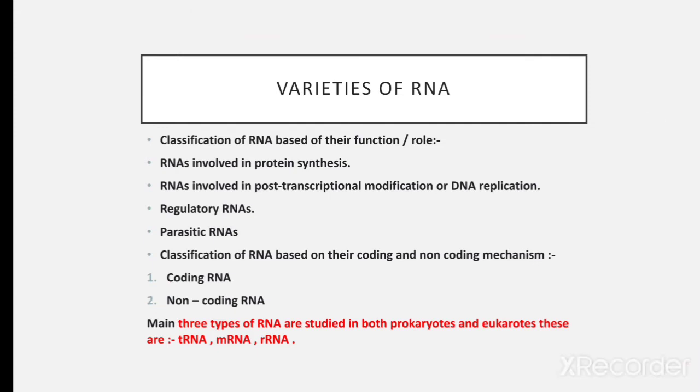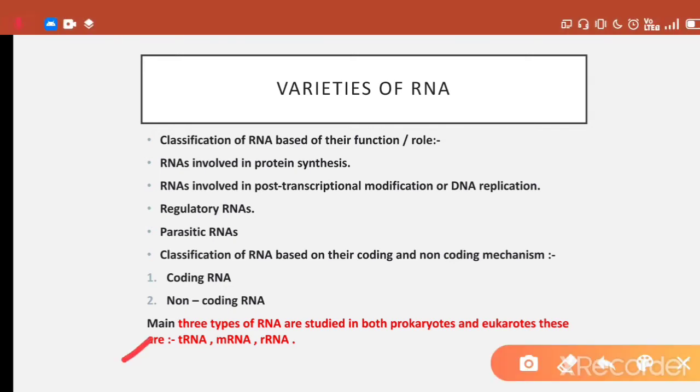And the three main types of RNA that I'm going to discuss in this video in detail are transfer RNA, messenger RNA, and ribosomal RNA. These are present in both prokaryotes and eukaryotes. We will study them in detail.